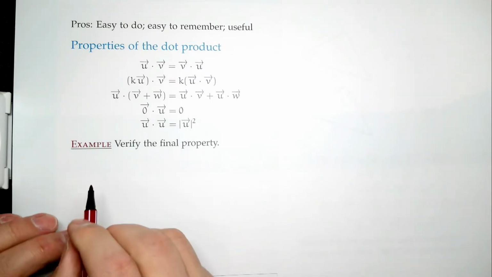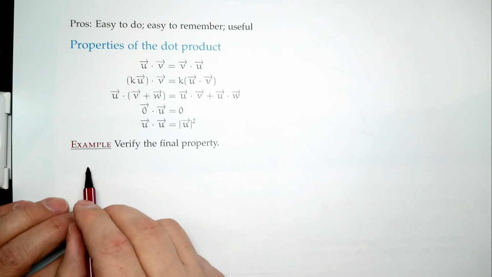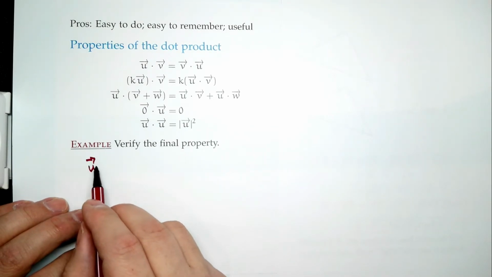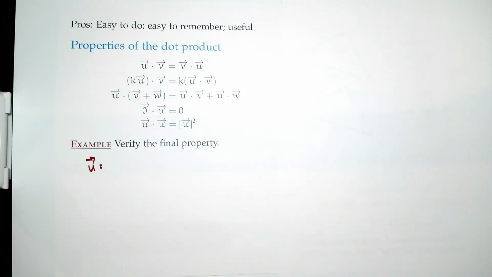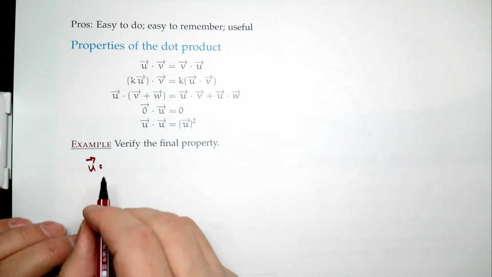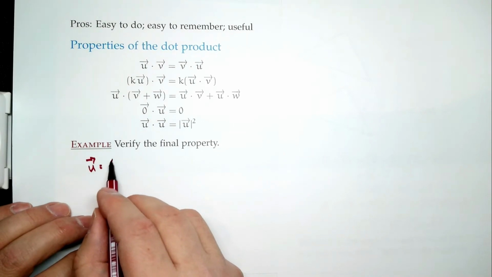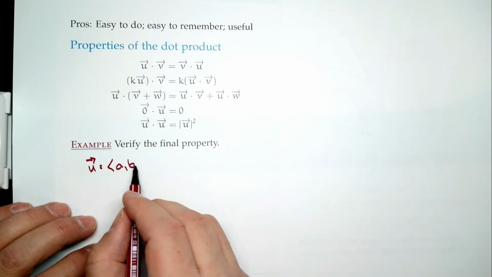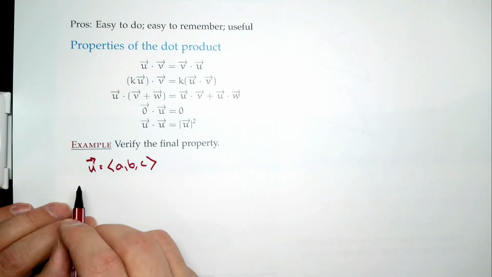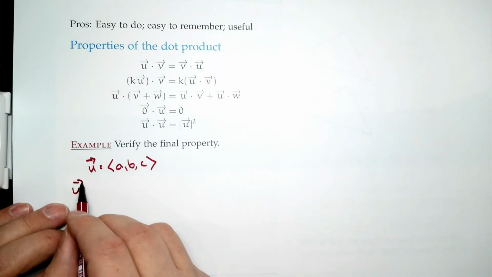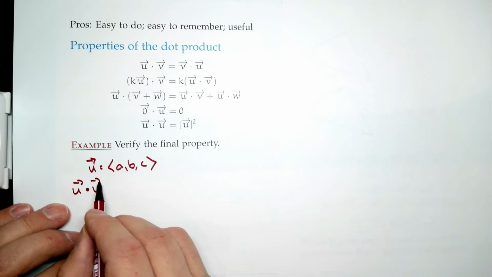So how do we verify something? We just say, well, let's just write the vector. And we're going to work in 3 dimensions. It doesn't really matter which dimension we work in, it's the same proof. But we'll do it in 3. So I have my vector. I'm going to say it's A, B, C. So there's my vector. So let's look at u dot u.